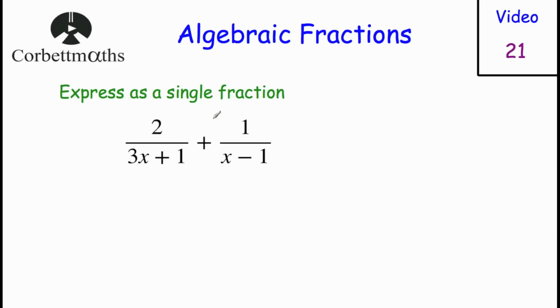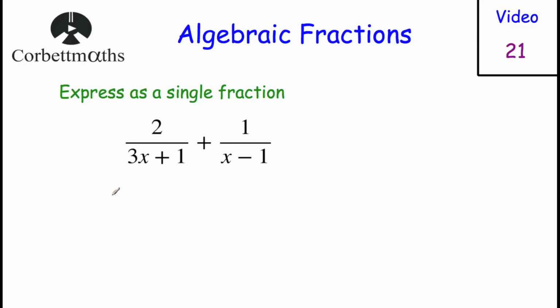Now, whenever we're adding together fractions, we want the same denominator. To do that, we multiply both the numerator and denominator of the first fraction by the denominator of the second fraction. So we're going to multiply both of these by x minus 1. And for our second fraction, we'll multiply both the numerator and denominator by the denominator of the first fraction. So we'll multiply both of these by 3x plus 1.